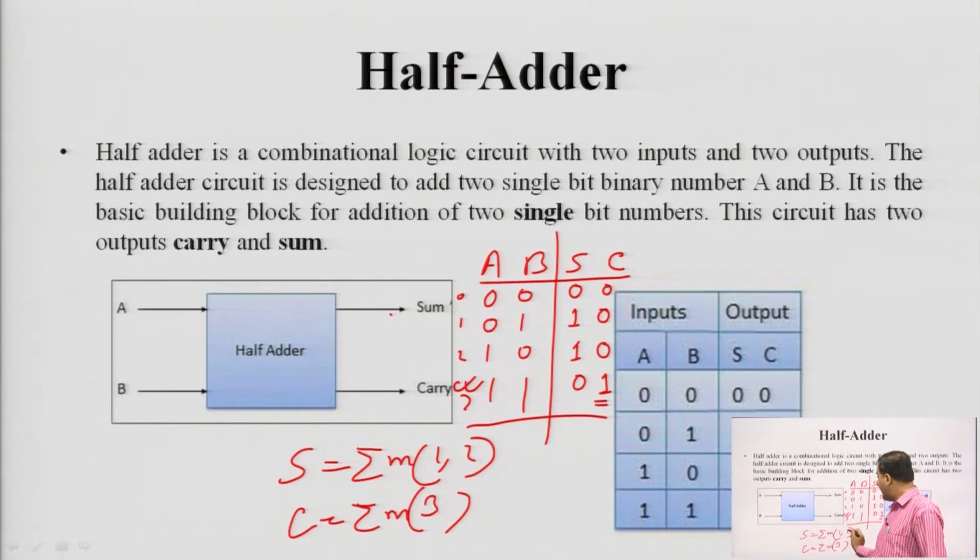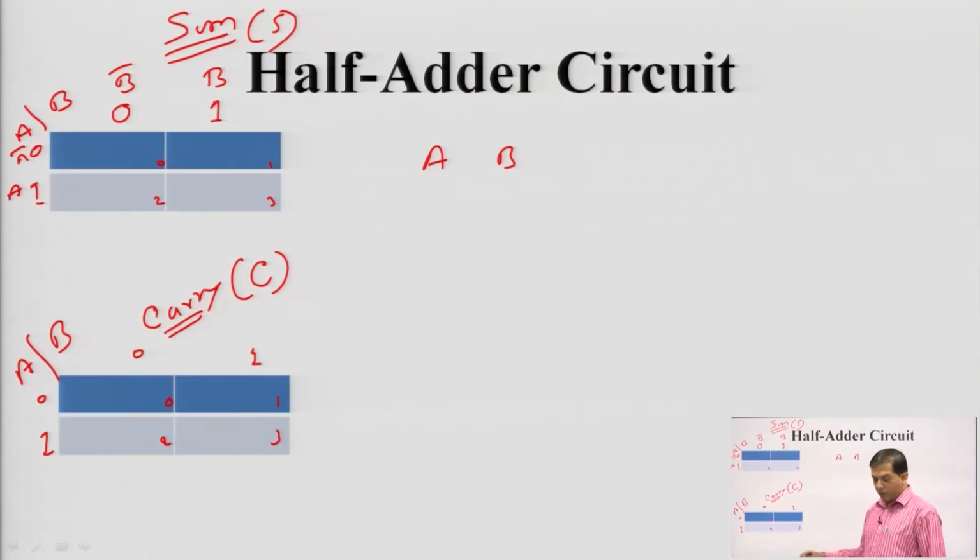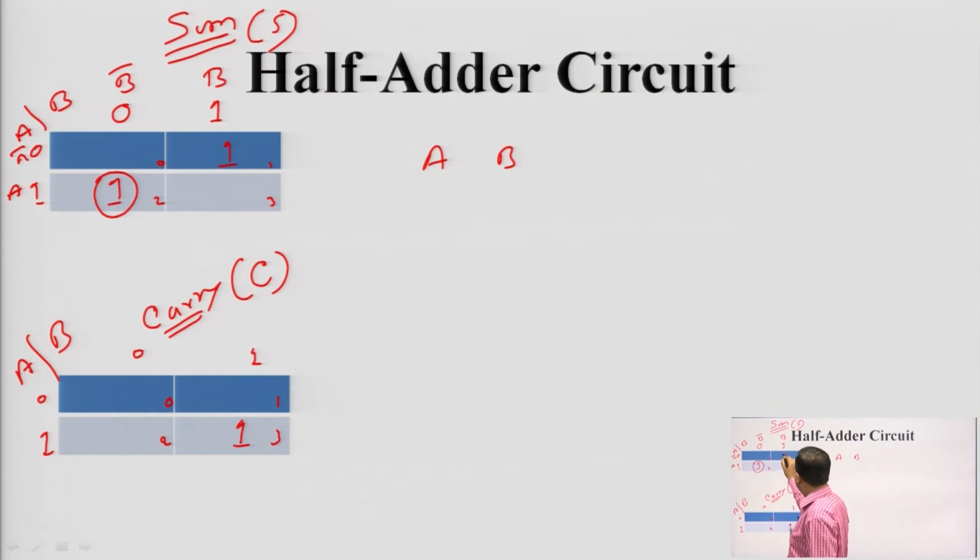Okay. So, 1 and 2, and for carry it is only minterm 3. So here we will write 1 and 2, and for carry only 1 here. Okay. So, let us solve the K map. There is no grouping here, we cannot group anything. So here the value will be A B bar and this will be A bar B.